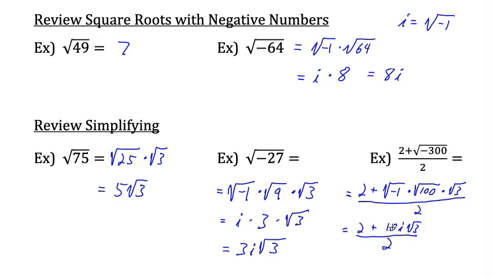Now we notice we can divide each of our 3 terms by 2. So we're dividing the numerator by 2, and we're dividing the denominator by 2. 2 divided by 2 equals 1. 10 divided by 2 equals 5. 2 divided by 2 equals 1. When a fraction has a 1 in the denominator, that denominator is inconsequential, so we can just get rid of it. And we're left with 1 plus 5i times the square root of 3.